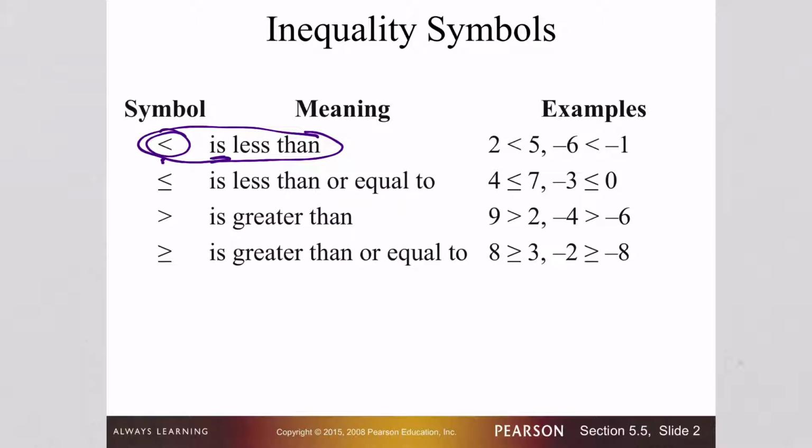Okay, so look at the next one. It's not that different except it's got this little line underneath it, and that means is less than or equal to. And then again, read this next one left to right. The bigger side is on the left, so that one is greater than, and then you've got the little symbol underneath, that's is greater than or equal to.